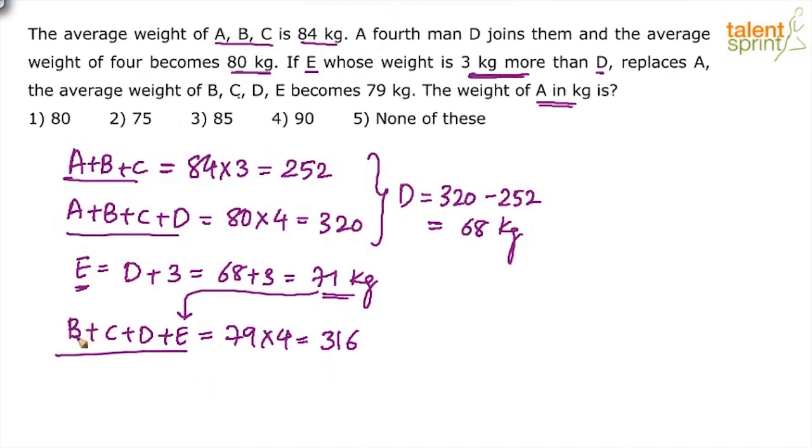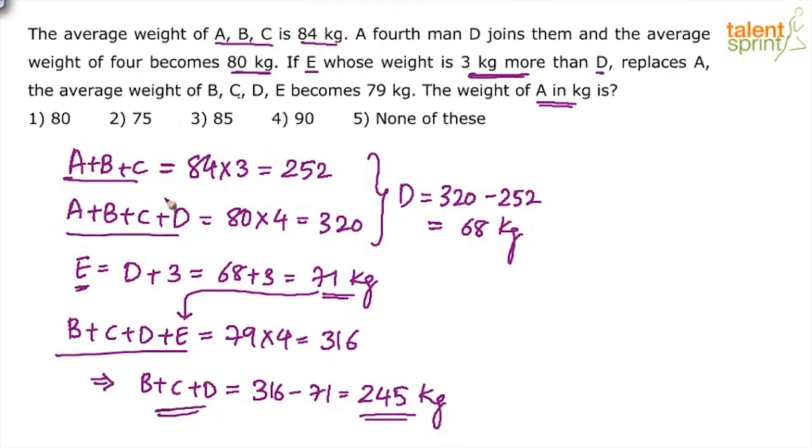If you substitute E equals 71, you will get B plus C plus D. So B plus C plus D is equal to 316 minus 71. How much is 316 minus 71? 300 minus 70 is 230. 16 minus 1 is 15. 230 plus 15 is 245. So the sum of the weights of BCD is 245.